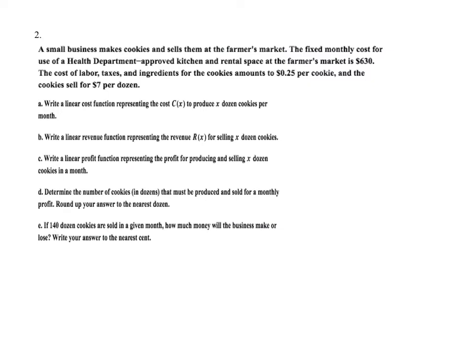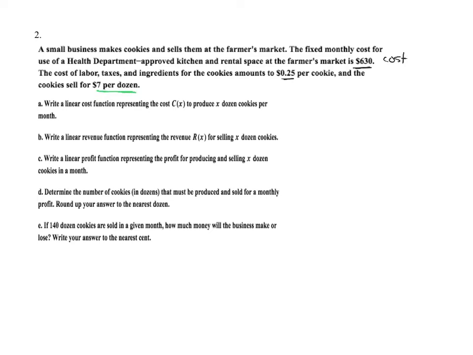We've got a small business and they make cookies to sell at the farmer's market. The fixed monthly cost for use of a health department approved kitchen and rental space at the farmer's market is $630. So this is a cost to them. And then we have another cost of labor, taxes, and ingredients. For cookies, it's 25 cents per cookie. And then we are going to make some money here, $7 per dozen.